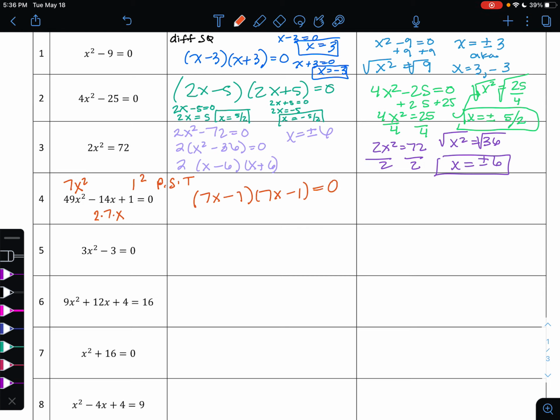Okay, this is a case where we're going to have that double root, right? 7x minus 1 equals 0. So I ran out of room. 7x equals 1. So x equals 1/7. But it has to happen twice, right? This is one where it's going to cross like this twice.